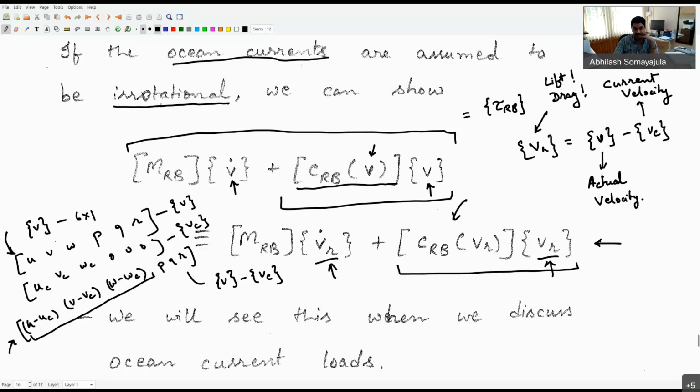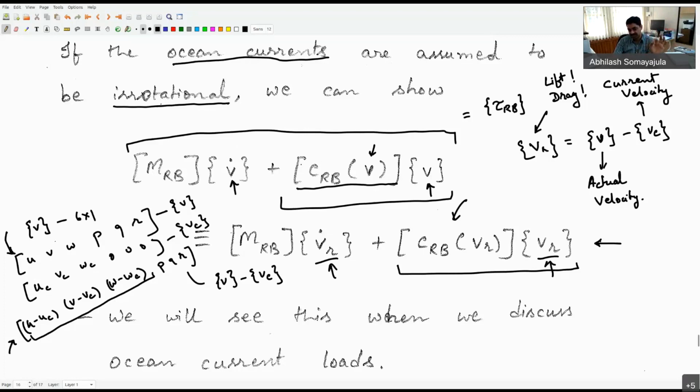Okay, that's the primary idea behind it. Is that clear for everyone? Yes. We will revisit this topic when we discuss the currents. I'm just trying to hint at the idea at this stage. Why would we want to have a CRB matrix such that it is independent of the linear velocity? It has certain advantages when we want to model ocean currents.